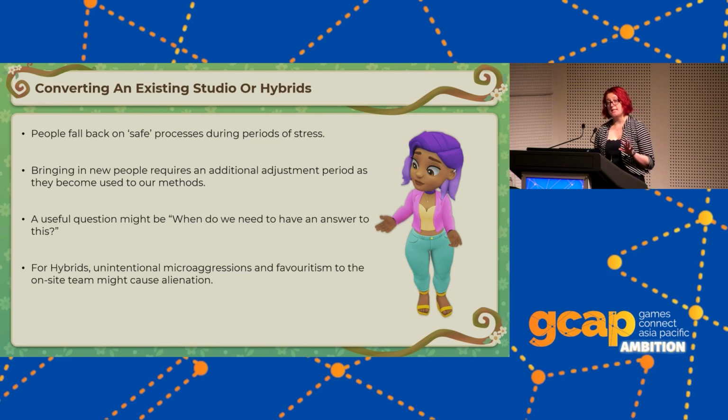For hybrids in particular, there's another microaggression that you have to be aware of, which is the on-site people versus people who are not on-site. You will always favour the people that are in the room that you can make eye contact with. So be careful if you're going to do one of those hybrids that you're not alienating the people that aren't in the office.